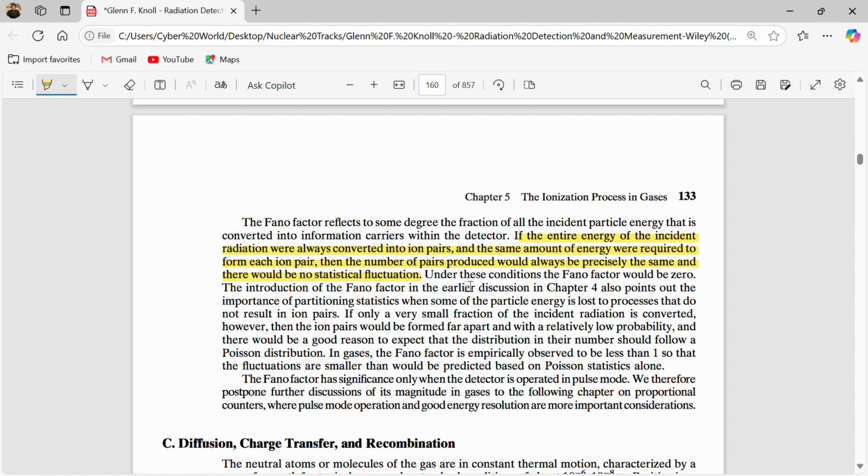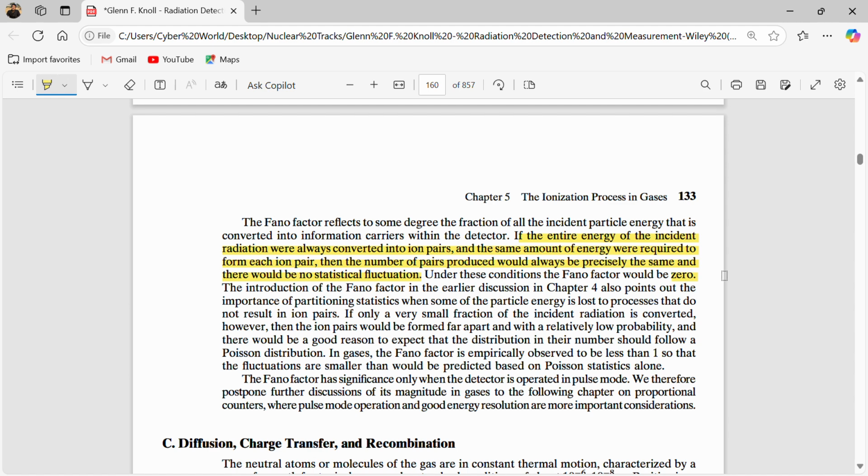The fluctuation only happens when there is no total conversion of the entire energy into ion pair production. So if the total energy is converted into ion pairs, then there is no statistical fluctuation. Understood? Under these conditions, the Fano factor will be zero. If all energy is converted into ion pairs, then your Fano factor is zero.